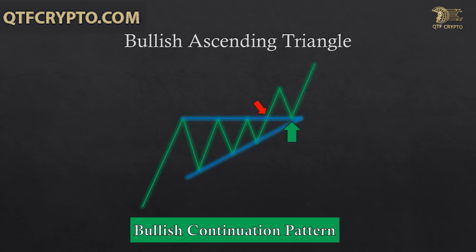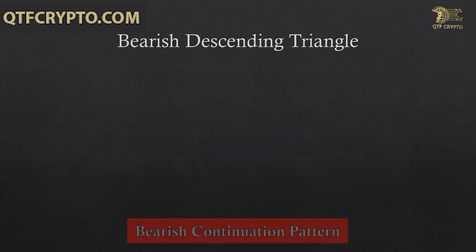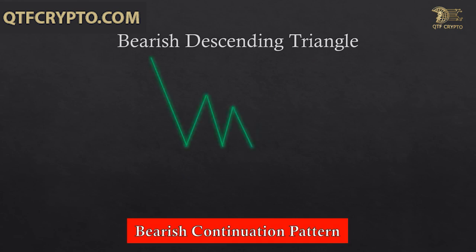The other pattern that finishes the continuation triangles is the descending triangle, which only has a bearish variation. In the descending triangle, the upper line is downsloping and the lower line is horizontal. The progressive creation of lower highs signifies the imminence of a bearish market, hence why the descending triangle is a bearish continuation pattern. The sell signal happens when price breaks the lower line to the downside and retraces back to it to test it as resistance.